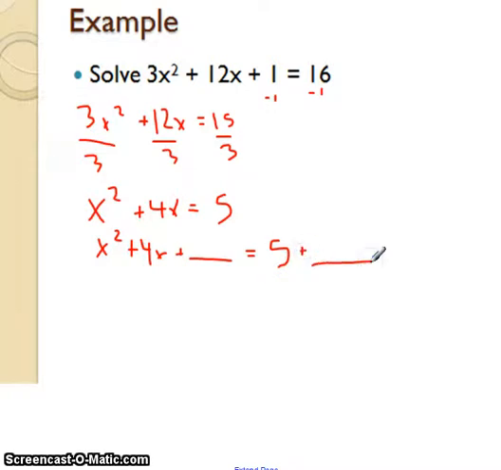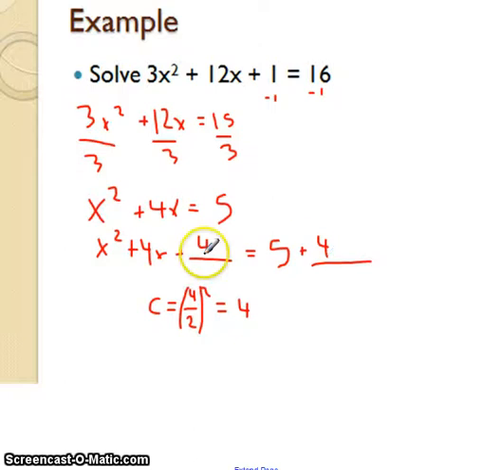Let's see. This is a formula. c is equal to half of 4 squared. Let's see, half of 4 is 2, and then 2 squared is 4. So this is a number that I'll have to add to both sides, 4 and 4.